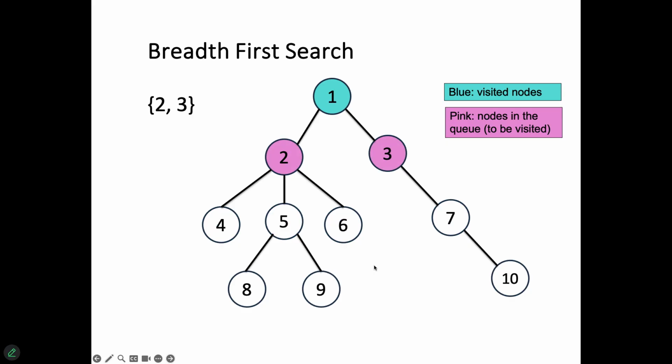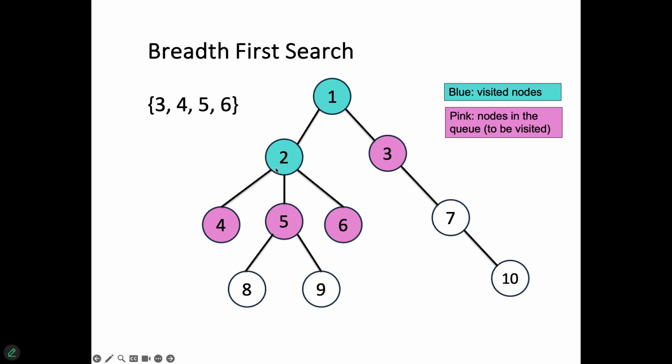Now we were at this level, so we said that we select 2 because 2 was added to the queue earlier. When we select a node, we want to expand it, right? Where can we go from 2? We have 3 paths: we can go to 4, 5, or 6. Now that we added 4, 5, 6 to the queue, we mark 2 as visited.